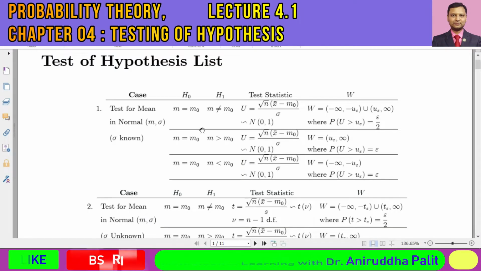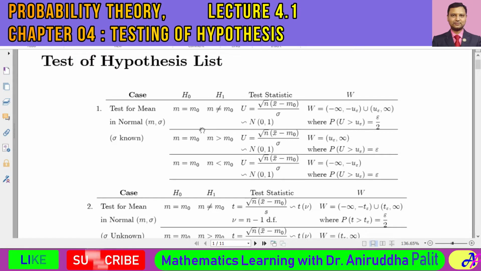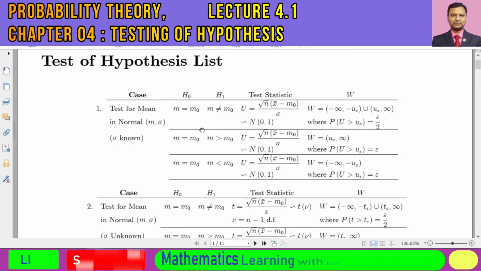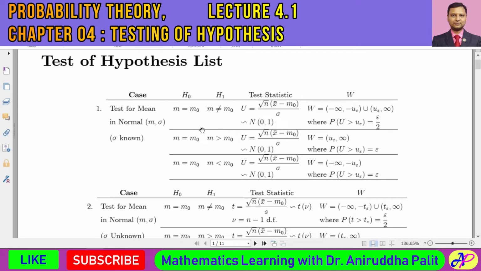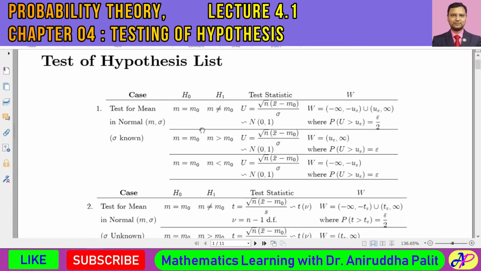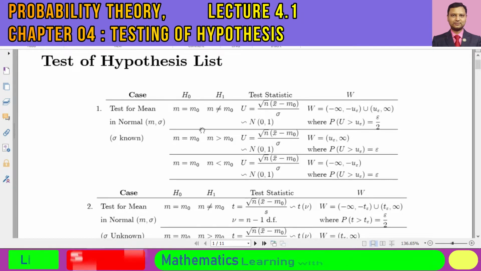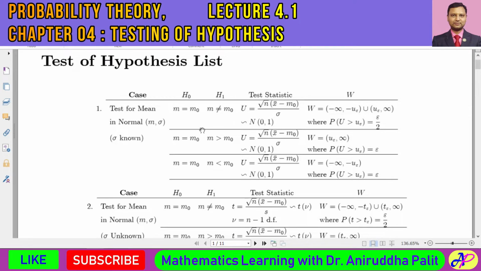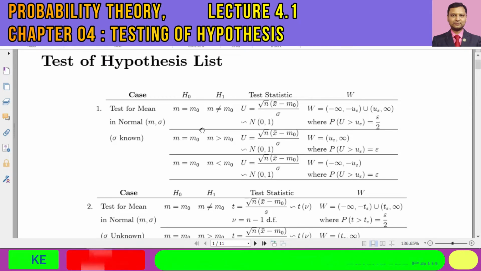Yesterday we discussed a little bit about the definitions on the chapter test of hypothesis. What is null hypothesis? What is alternative hypothesis? Then simple and composite hypothesis, type 1 error, type 2 error, etc. And finally we finished our discussion with the idea of the best critical region and most powerful test.